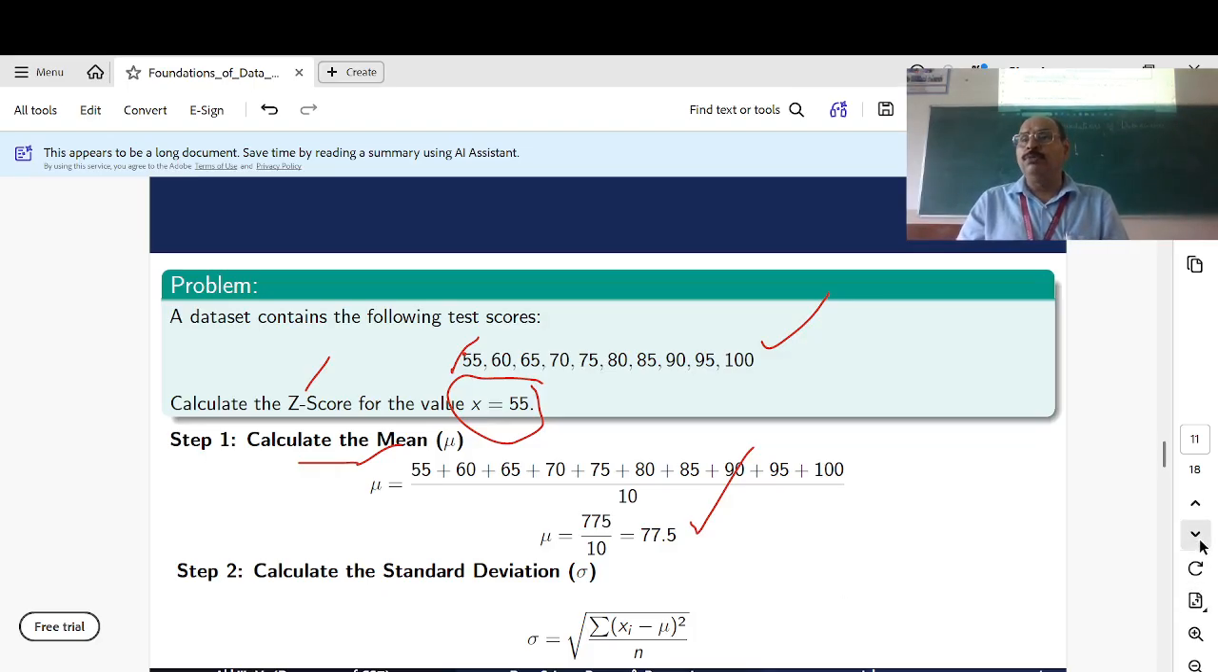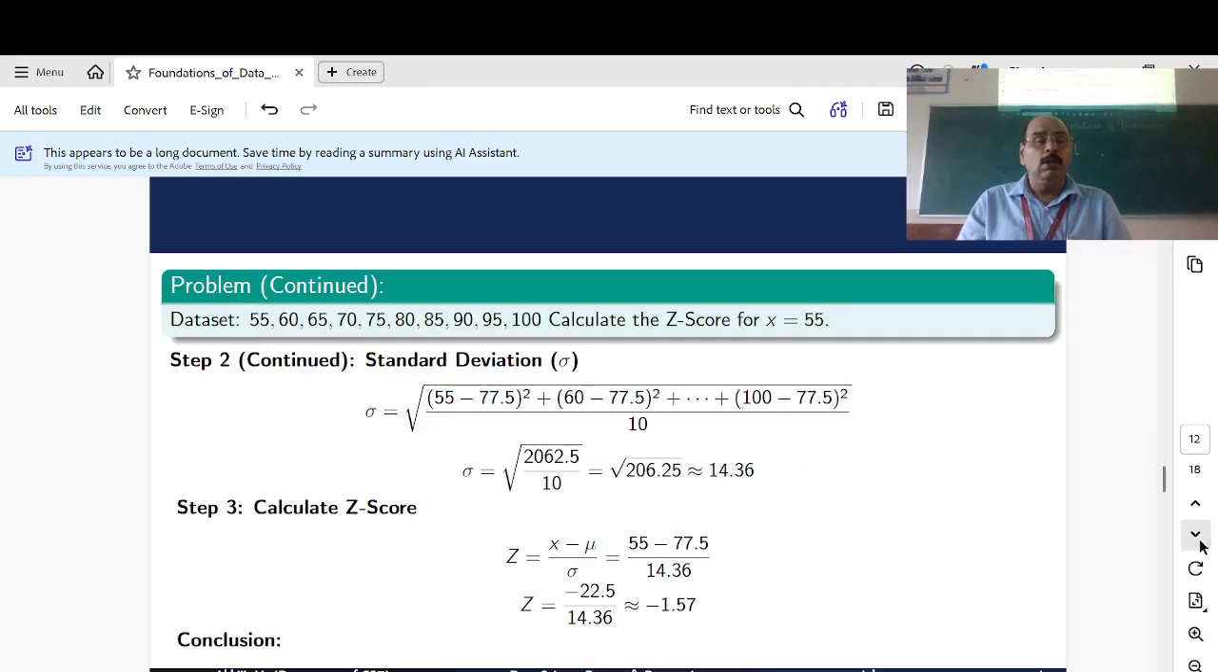Have you all noted this down? So what you are doing is 55 minus 77.5, the whole square, 60 minus 77.5, the whole square, like that you are adding it and dividing it by 10. Okay. So you get the standard deviation to be 14.36.